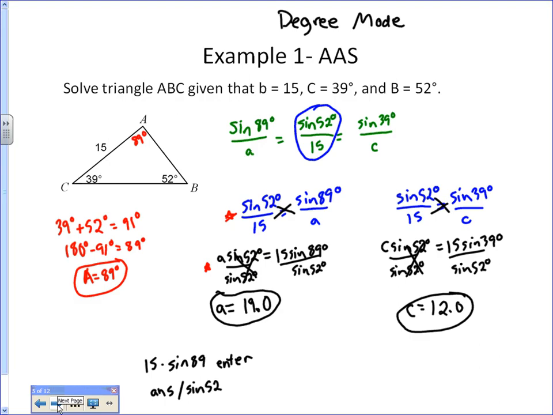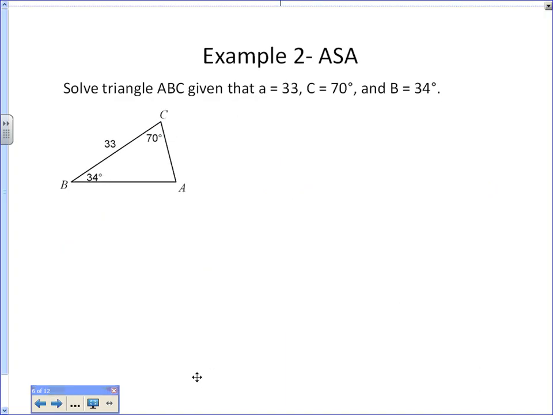Okay, so that's an example of angle, angle, side. Let's do an example of angle, side, angle. So again, we have the numbers written down, and we also have the diagram here. They could give us either one, really, and expect us to be able to do it. So because I know two angles, my first step is going to be to find the third angle. 34 plus 70 is 104, and then 180 minus 104 is 76. So angle A equals 76 degrees.